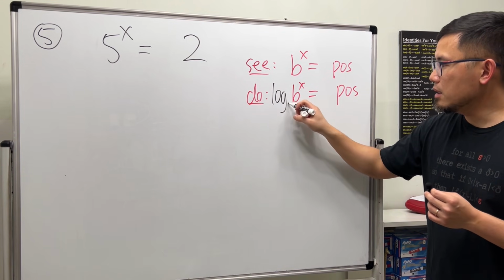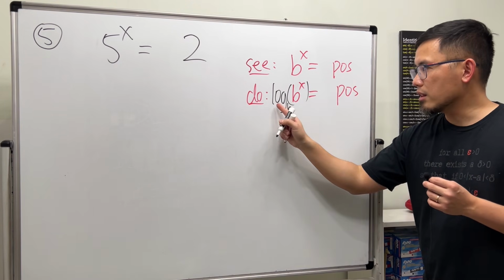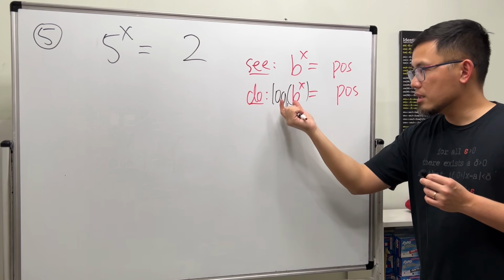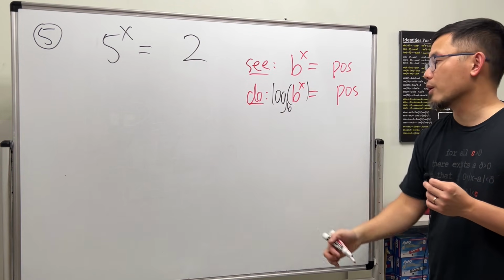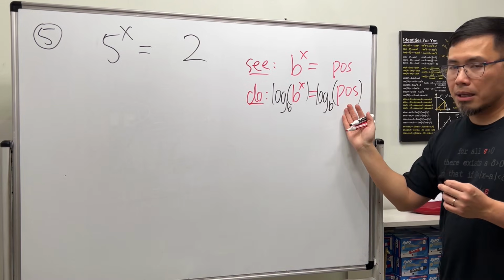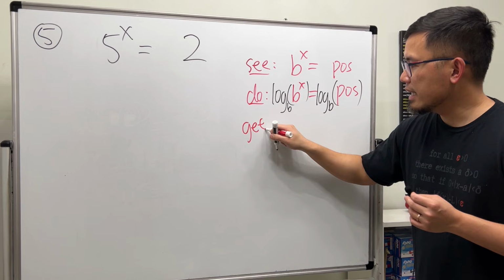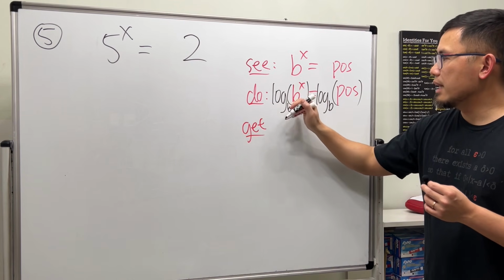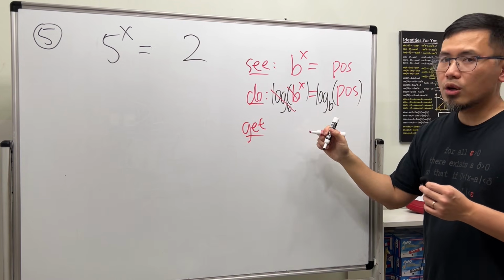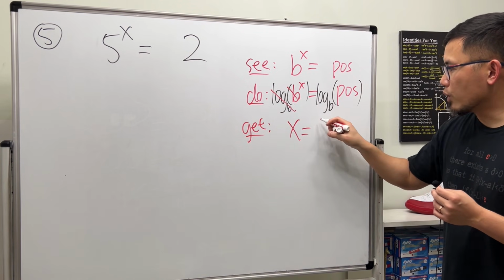This is base b. You do log base b on both sides. And make sure you write the log base b in the front. This is how you enter it on the calculator as well. And then right here, you write down log base b of that positive number. When you do this, the log base b and the b to the x, the b right here, they cancel. You will just get the x by itself. And you just have to work that out.